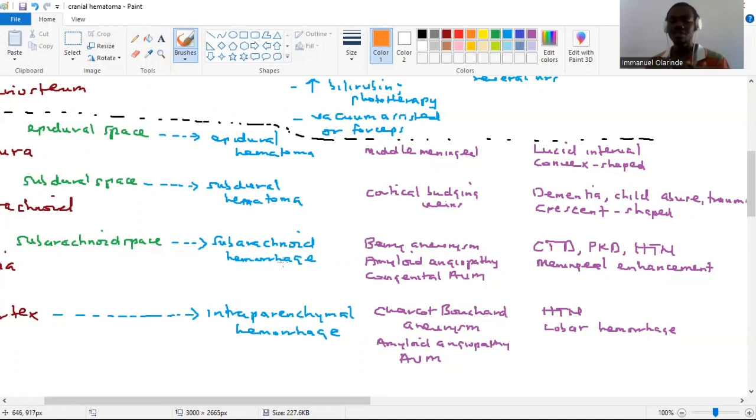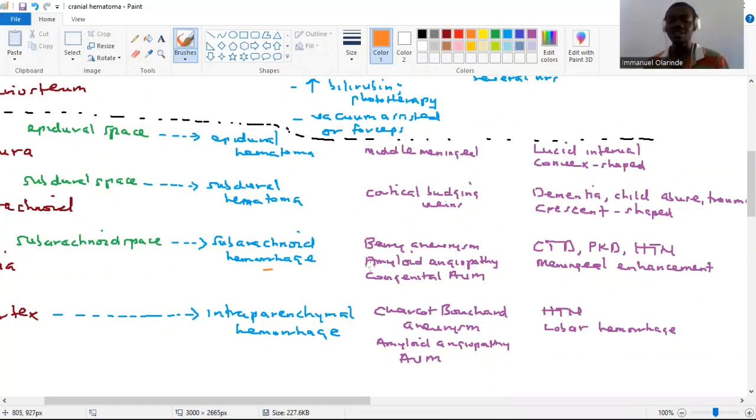Bleeding in the subarachnoid space would be a subarachnoid hemorrhage. We saw this under hemorrhagic stroke. Anything that affects the vessels, aneurysm, amyloid angiopathy, congenital AVMs, these things can bleed and the blood will accumulate in the subarachnoid space. So these are people that have what? The worst headache of my life, basically. They also have vomiting, nausea, papilledema, neck stiffness, things like that because of meningeal irritation.